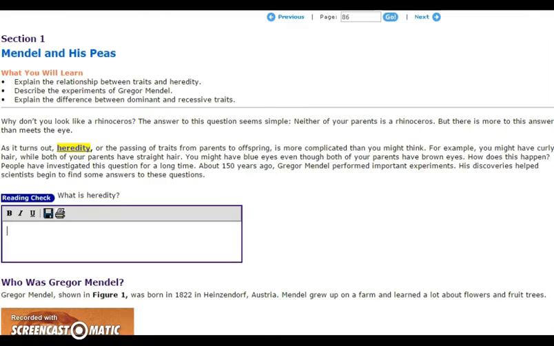Okay, so section 1 is about Mendel and his peas, but in this section we are introduced to the idea of heredity, the passing of traits from parent to offspring. So heredity is a concept or an idea that certain traits are passed on. So the traits that one organism has are given to it by its parents, which were then given to the parents by the grandparents, and so on. So this is a concept.